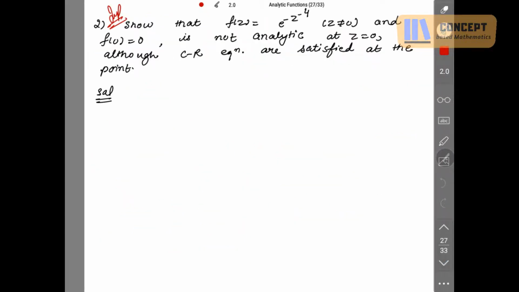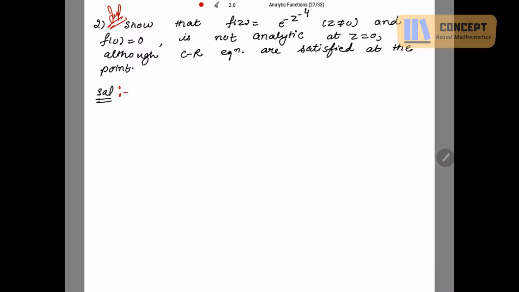Next, show that f(z) equal to e raised to the power minus z raised to the power minus 4, and f(0) equal to 0, is not analytic at z equal to 0, although CR equations are satisfied at the point. This question is very important, also pretty lengthy.